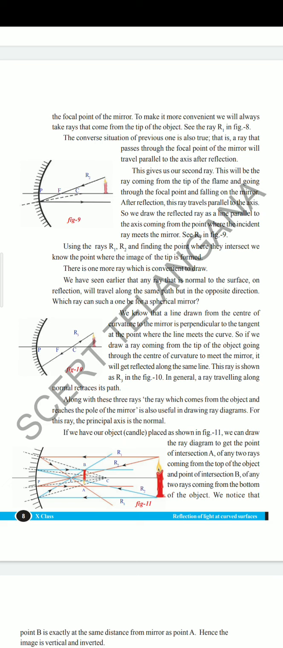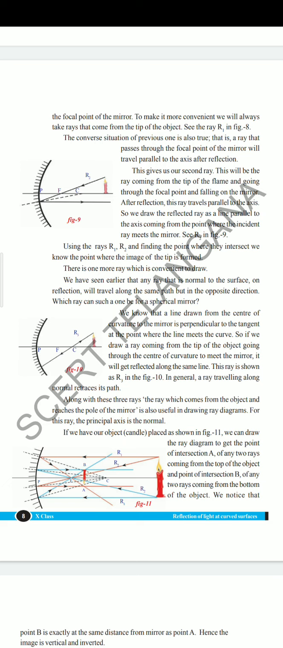Which ray can such a one be for a spherical mirror? We know that a line drawn from the center of curvature to the mirror is perpendicular to the tangent at the point where the line meets the curve. So, if we draw a ray coming from the tip of the object going through the center of curvature to meet the mirror, it will get reflected along the same line. This ray is shown as R3 in figure 10. In general, a ray traveling along the normal retraces its path.